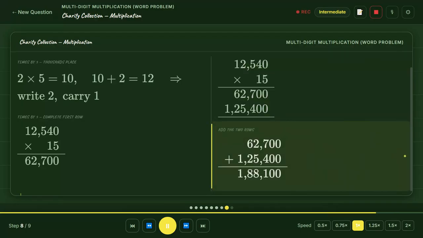Now we add our two rows together. 62,700 plus 125,400. Starting from the right, 0 plus 0 is 0, 0 plus 0 is 0, 7 plus 4 is 11. Write 1 carry 1, 2 plus 5 plus 1 is 8, 6 plus 2 is 8, and 1 stays. We get 188,100.